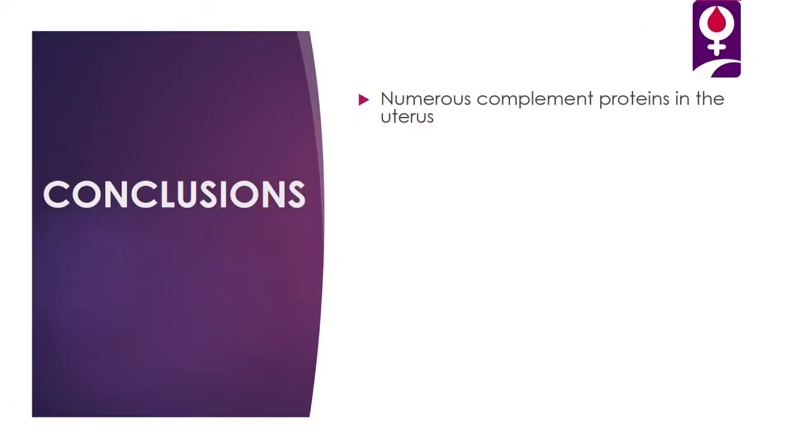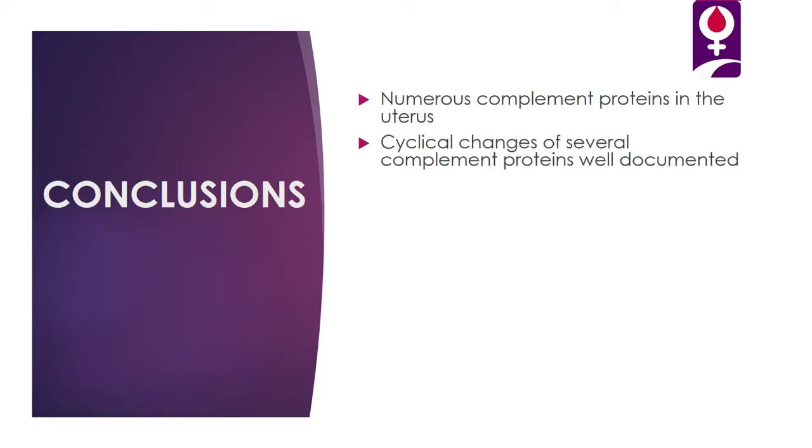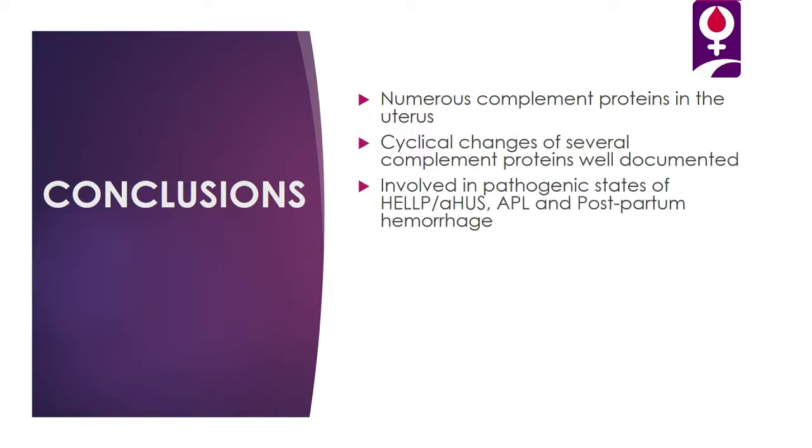So I think what is safe to say is that there's definitely complement in the uterus, no question about it. And its dysregulation is really problematic for host defense and likely for uterine physiology. So we know that there are cyclical changes of several complement proteins, and we know that complement is implicated in certain disease states, including HELLP and atypical HUS.